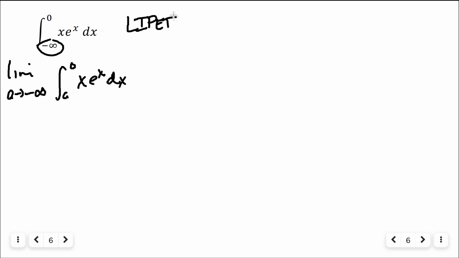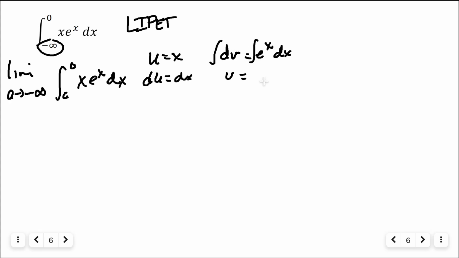So I'm going to try to LIPET here. I need a u and I need a dv. So my u is going to be x. It's a polynomial. dv is e to the x dx. So du will be dx. V, I'm going to have to integrate both of these, will be e to the x.